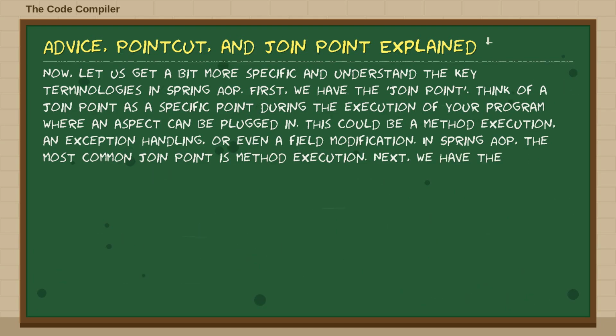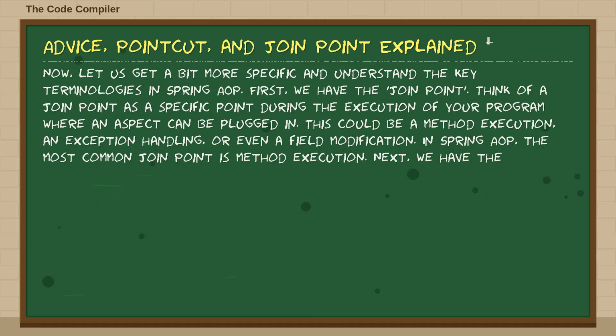Next, we have the pointcut. A pointcut is simply an expression that matches one or more join points. It tells our aspect exactly where to apply its logic. For example, a pointcut might say, apply this aspect to all methods in the account service class.